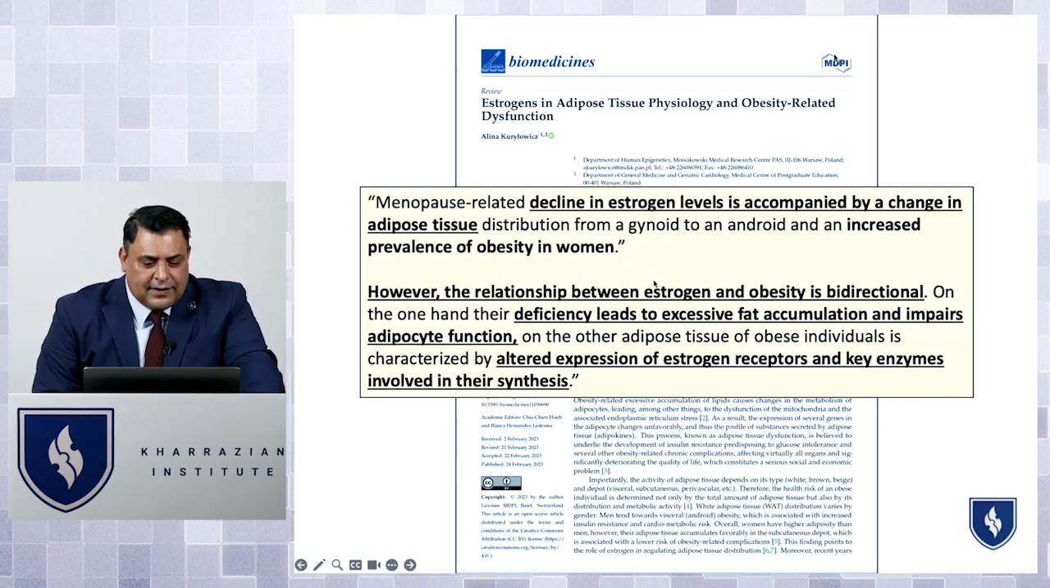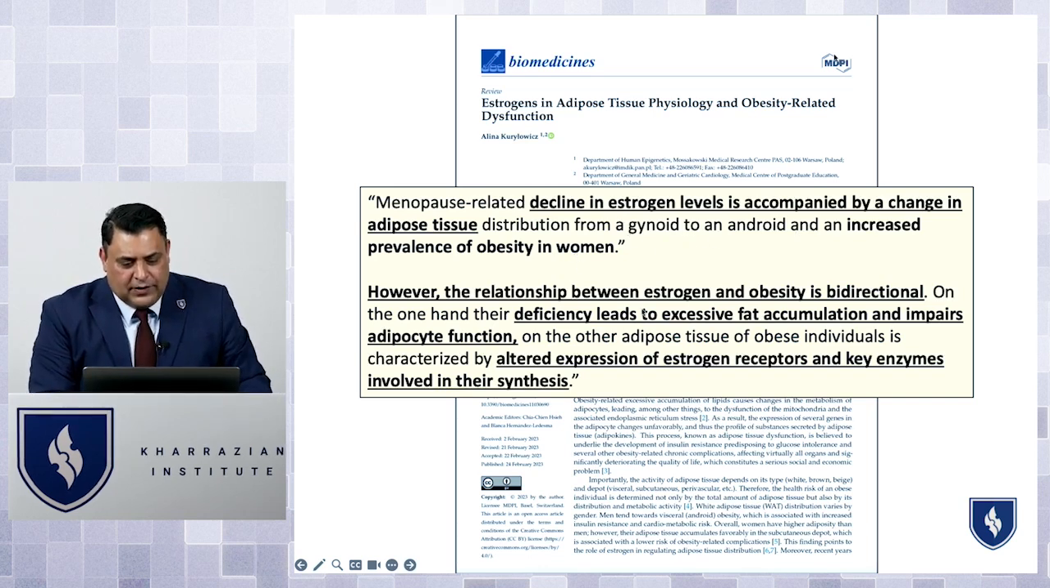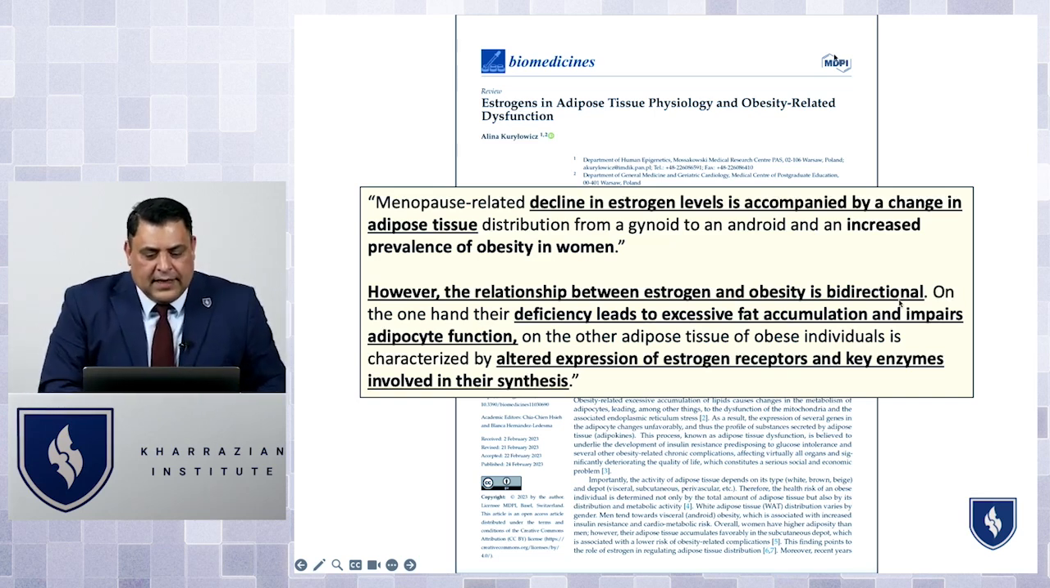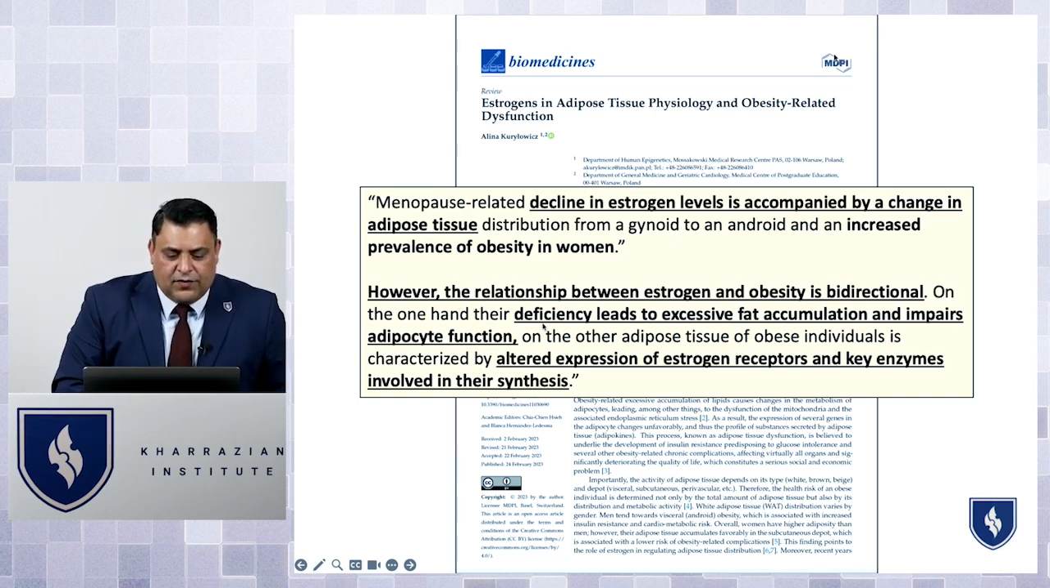But menopause-related decline in estrogen levels is accompanied by a change in adipose tissue distribution from gynoid to android and an increased prevalence of obesity in women. However, the relationship between estrogen and obesity is bidirectional. On the one hand, their deficiency leads to excessive fat accumulation and impairs adipocyte function. On the other hand, adipose tissue of obese individuals is characterized by altered expression of estrogen receptors and key enzymes involved in their synthesis.